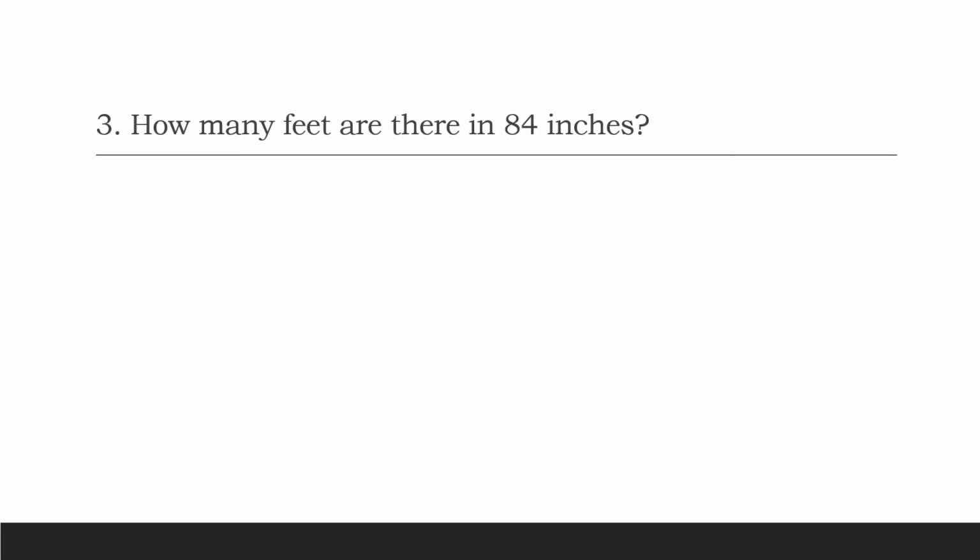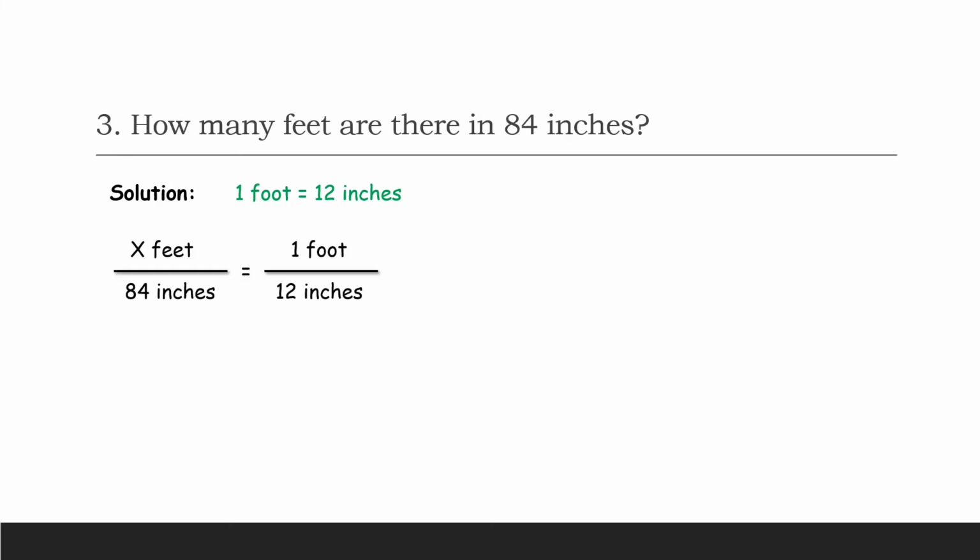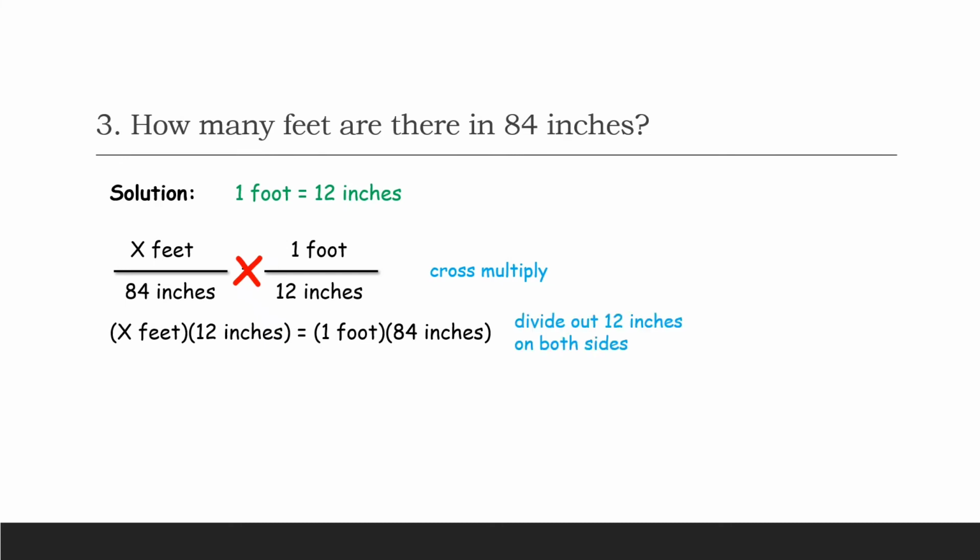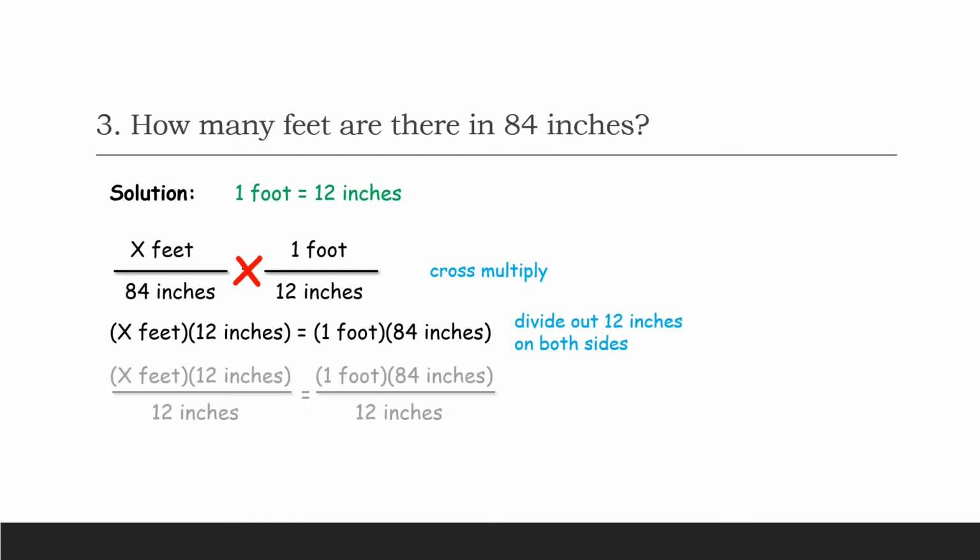Number 3, how many feet are there in 84 inches? For your solution, use the conversion 1 foot is equivalent to 12 inches. So x feet divided by 84 inches is equal to 1 foot divided by 12 inches. Cross multiply. So we get x feet times 12 inches equals 1 foot times 84 inches. Then divide out 12 inches on both sides.